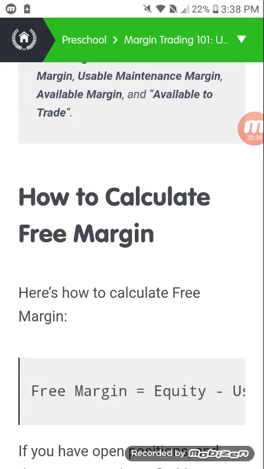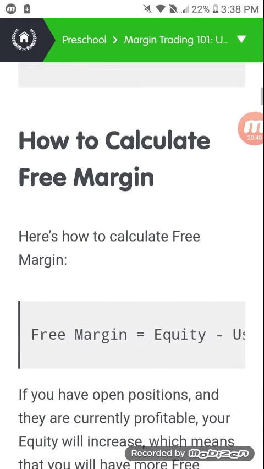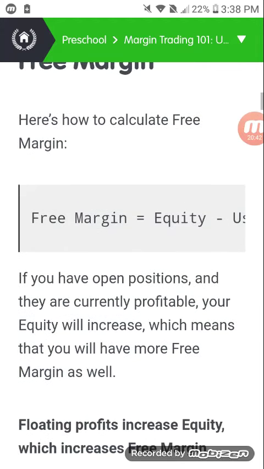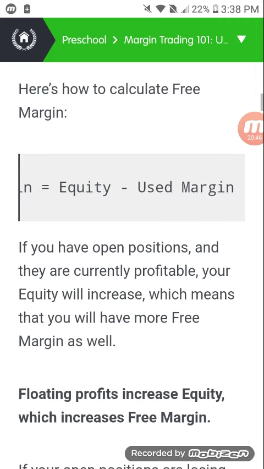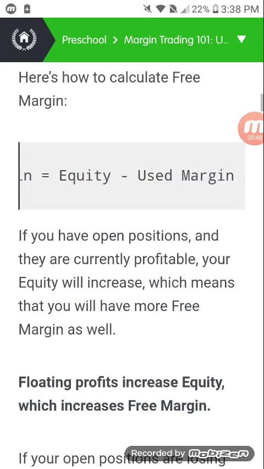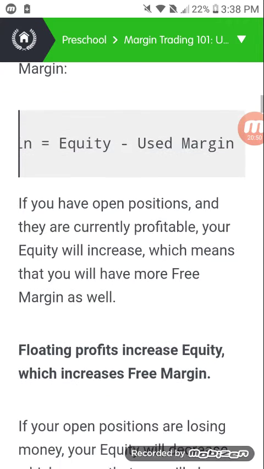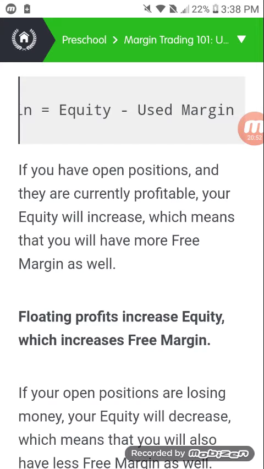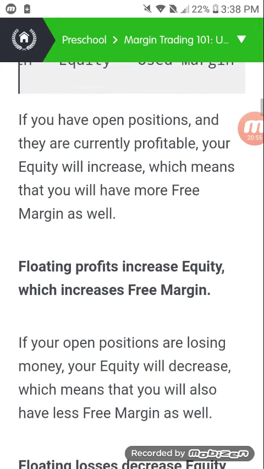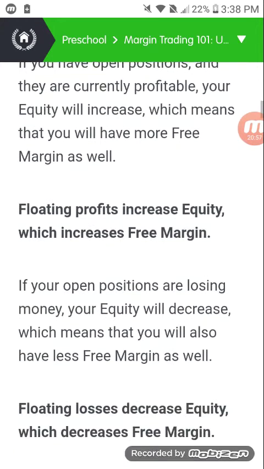So how do you calculate free margin? Free margin is the equity minus the used margin. If you have an open position and you are currently profitable, your equity will increase, which means your free margin will increase as well. Floating profits increase equity, which increases free margin.